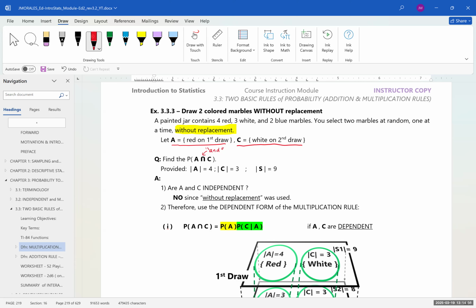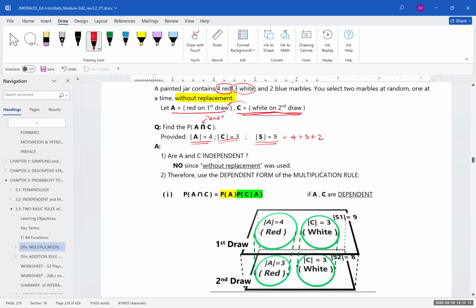So what's the order of A? How many reds do we have on the first draw? Well, that's going to be four. Now, how many whites are we going to have on the second draw? Well, since whites weren't selected in the first draw, we're just going to have the same number of white, so that'll be three. And then what's the order of our sample space? Four plus three plus two blue. So that's where nine comes from.